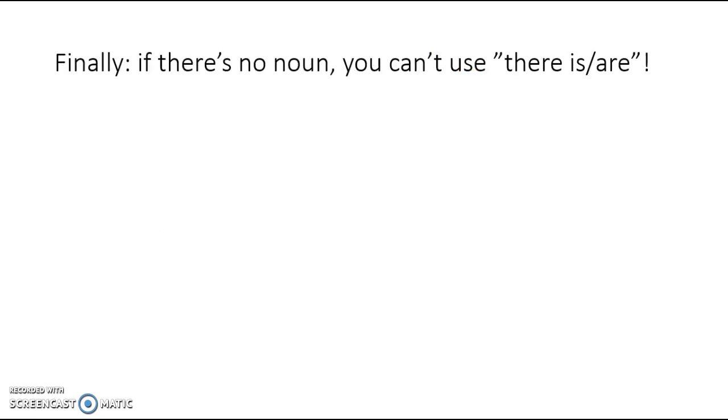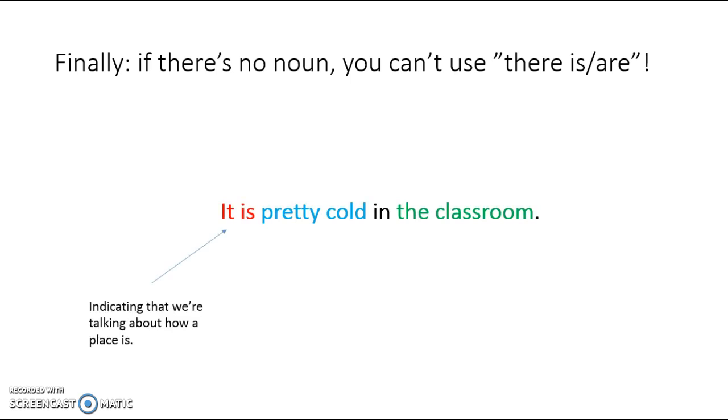Now, finally, if there is no noun, you can't use there is or there are. For example, it is pretty cold in the classroom. In this sentence, "it" is indicating that we're talking about how a place is, not what is in the place. Pretty cold is not a noun. In this case, it's an adjective with a little modifier before it. So it's pretty cold, or in essence, how we describe the place. And then finally, the place we are talking about.